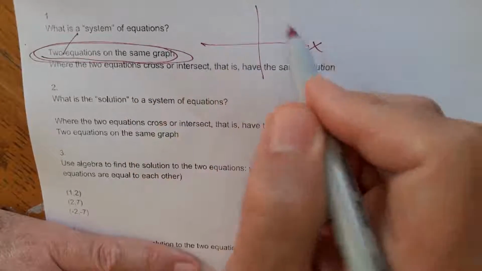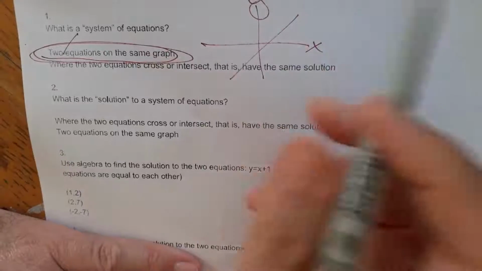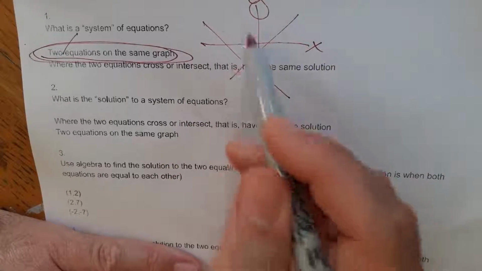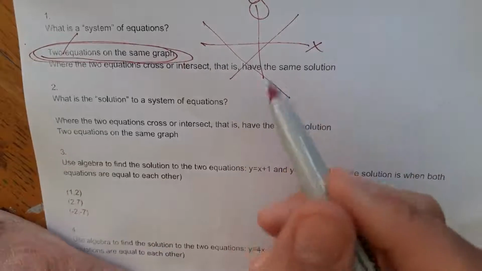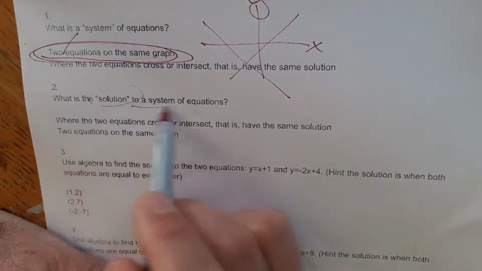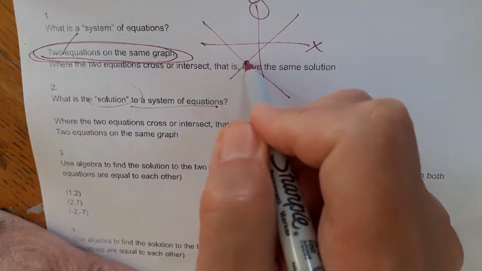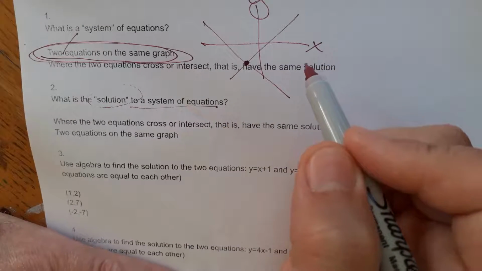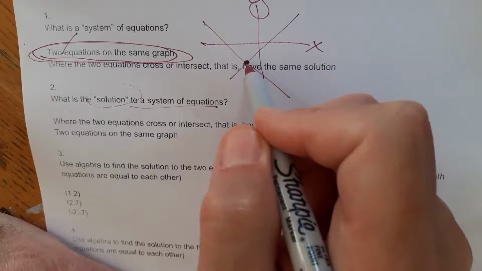So if you've got a graph x and y, right, the Cartesian coordinate system, and you've got a line here and a line there, that would be 2 graphs on 1 Cartesian coordinate plane. And the next question is going to say, what is the solution to a system of equations? The solution is where these 2 graphs cross or intersect, right? That's what we want to know. That's the fun part of a system.